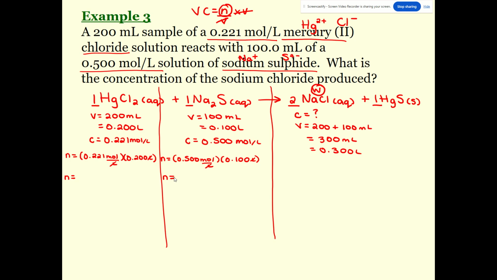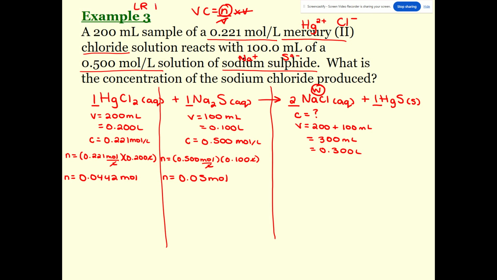So 0.221 times 0.2, make sure your volume again is always in liters so that the liters cancel, right? You get 0.0442 moles. And do the same for the other compound. 0.5 times 0.1 is 0.05 moles.